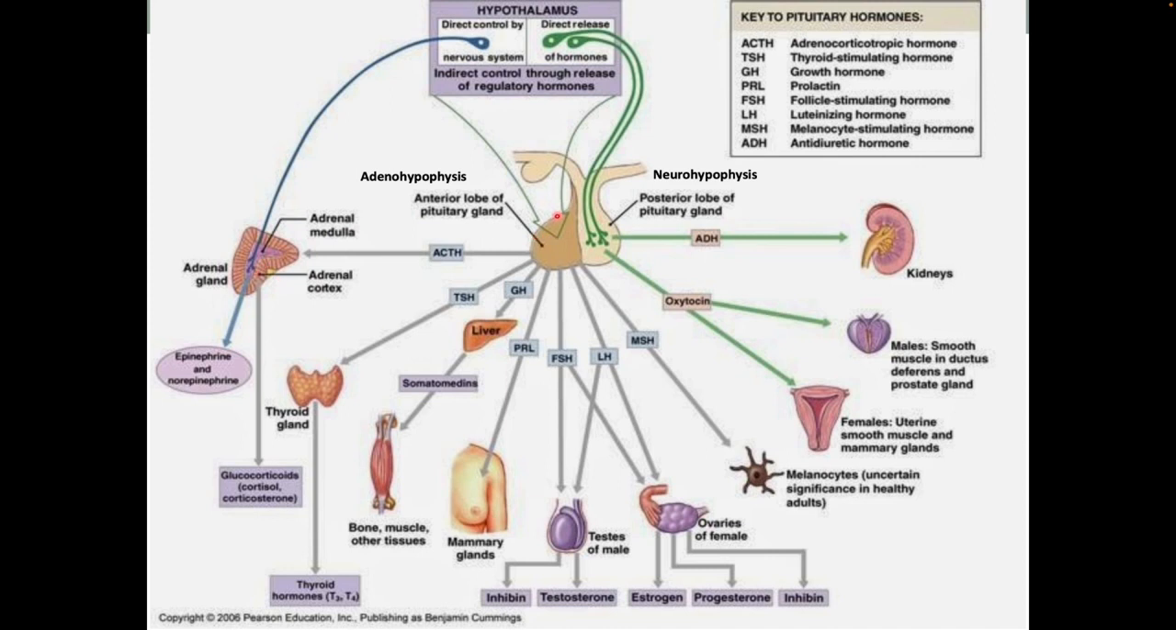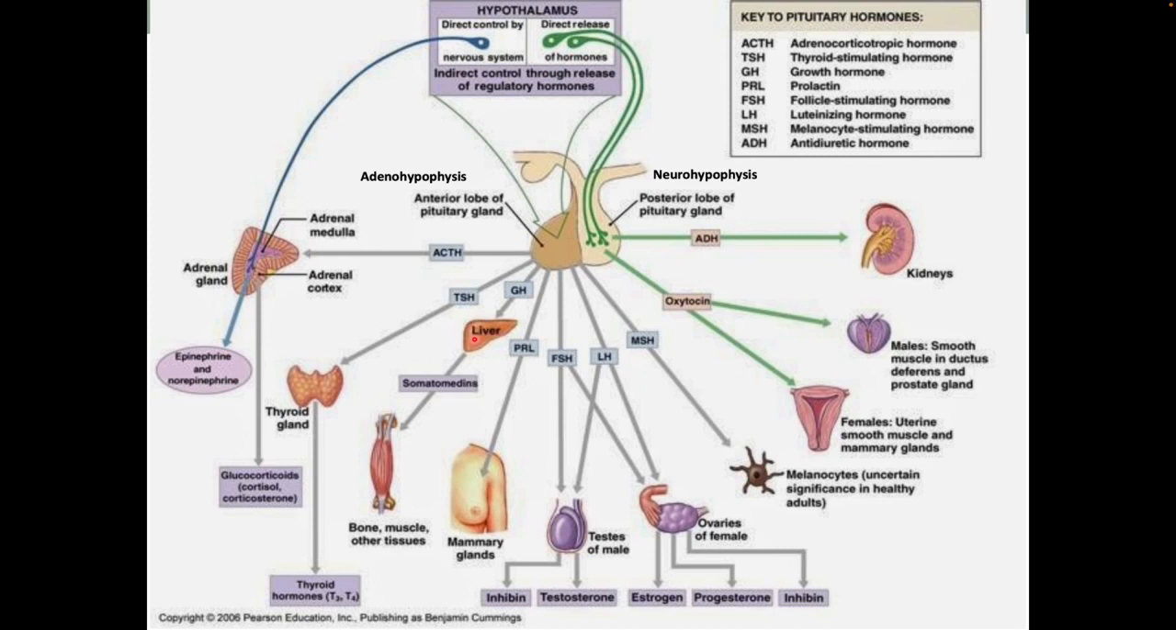Next, we have thyrotropin releasing hormone, TRH. That's going to act on the anterior pituitary gland. It's going to result in the secretion of thyroid stimulating hormone, TSH. It'll act on the thyroid gland to secrete thyroid hormone, T3 and T4. We'll talk about that in your thyroid session.